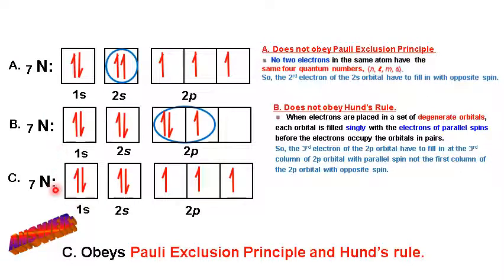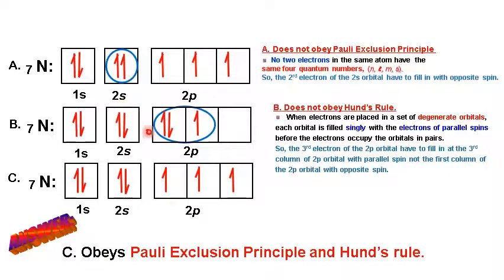The correct answer is C. And then why are A and B wrong? Check. A does not obey the Pauli exclusion principle. You check for this one: no 2 electrons in the same atom have the same 4 quantum numbers n, l, m, s. So the 2nd electron in the 2s orbital has to fill with opposite spin.